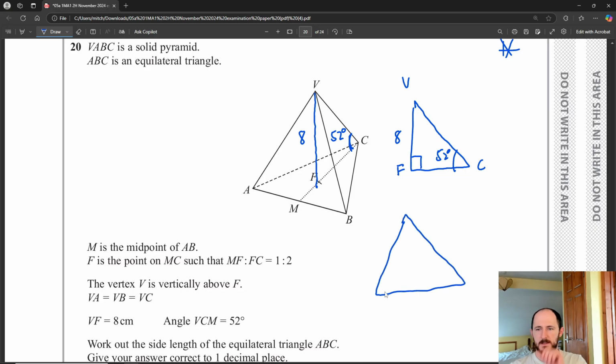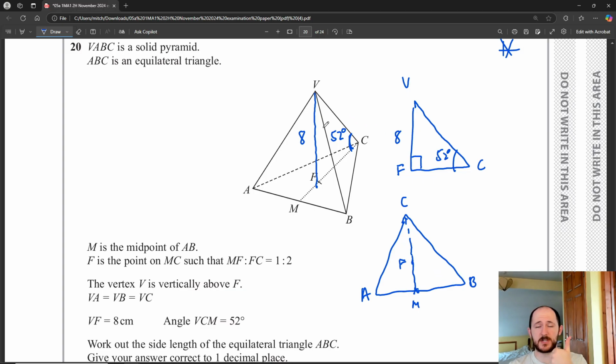it's not bad. Well, if I look at FC, I can see that that's actually kind of relevant to what we're doing, isn't it? If you think about it, because FC is along the line CM. So if I work out FC, I can work out the height CM. And from that we can work out the side length by using either Pythagoras or trigonometry again. So again, that's how I build it.